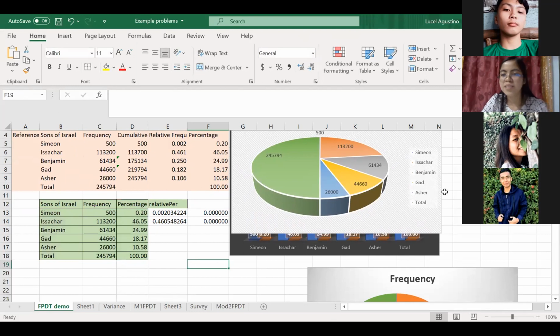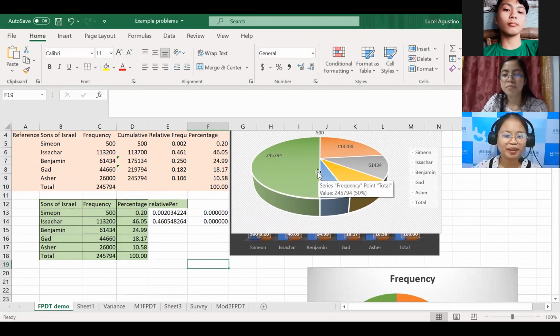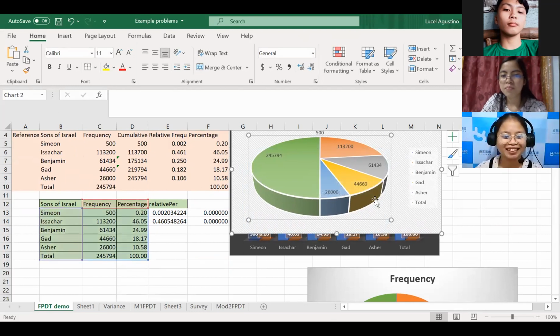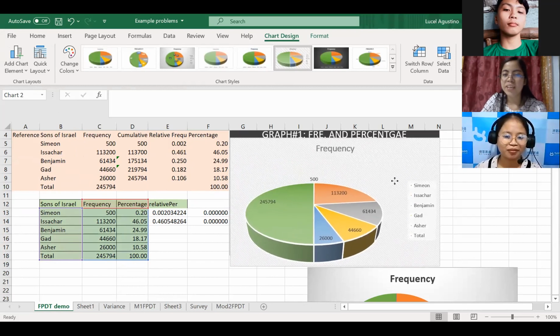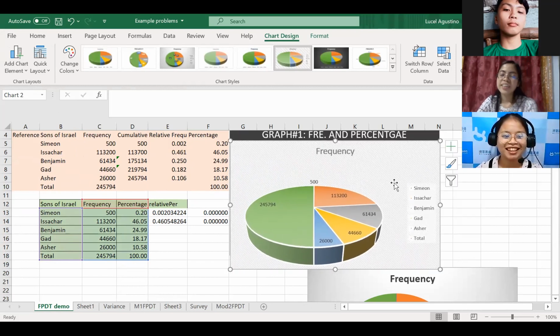Miss? Yes. How do I make the relative percentage? Yeah, in item 1, I think it's the frequency, the cumulative, the relative, and the percentage. And then the second is just textual, but you will only present the frequency and percentage. No need to present the cumulative and relative. And also the third is a pie chart.